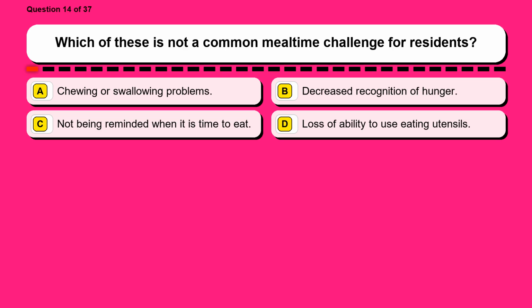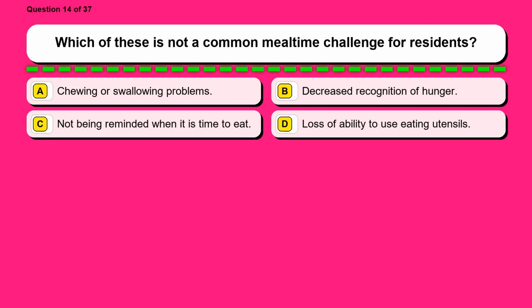Question 14. Which of these is not a common mealtime challenge for residents? Option A. Chewing or swallowing problems. Option B. Decreased recognition of hunger. Option C. Not being reminded when it is time to eat. Option D. Loss of ability to use eating utensils.